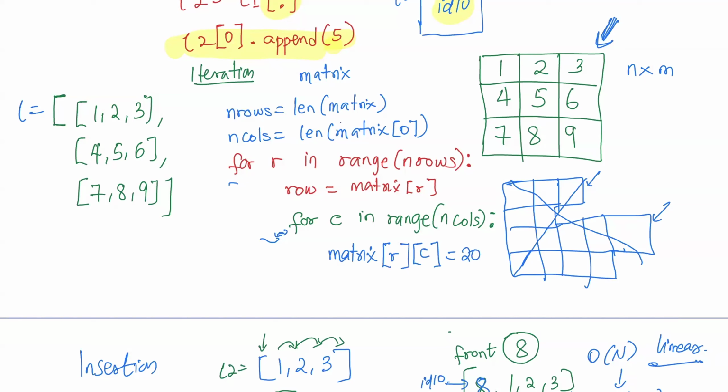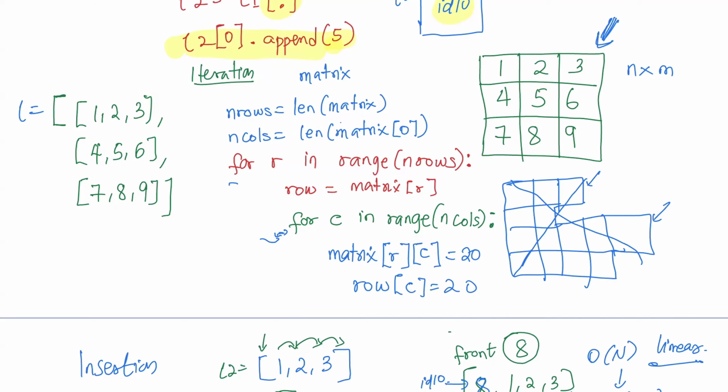Or someone can also do row of C is equal to 20. They'll do the same thing, because matrix of R is simply row. Can we all see it here? And then it will be 20. Does that make sense to everyone? Yes. So just learn this. Just learn how to iterate a 2D list. This is basically it. Go through the rows, go through the columns, and you're done. That is always how you go through it.